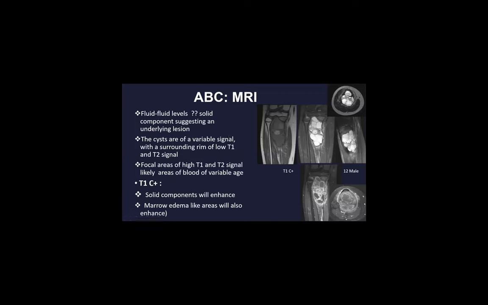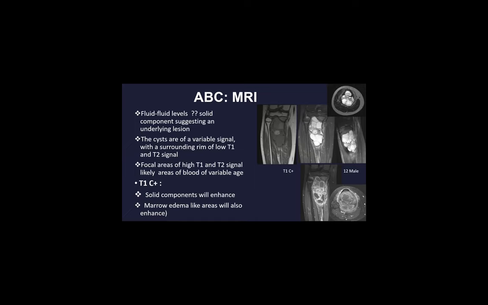So the MRI would show fluid levels. When we see some solid component, then we start thinking about an underlying lesion, perhaps chondroblastoma or giant cell, which are pretty common to have ABC-like areas. But we should also keep in mind that there are some solid ABCs with more cystic and solid components. So those will also confuse us, thinking that there's another lesion, even though it's a primarily ABC-type lesion.